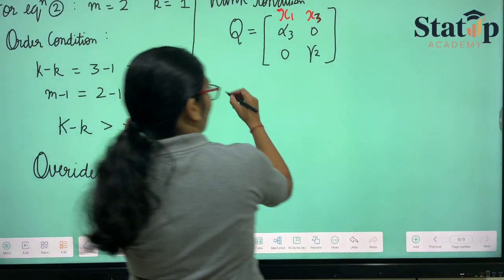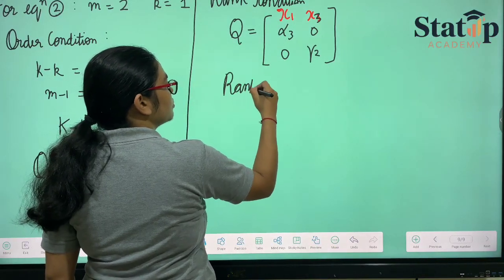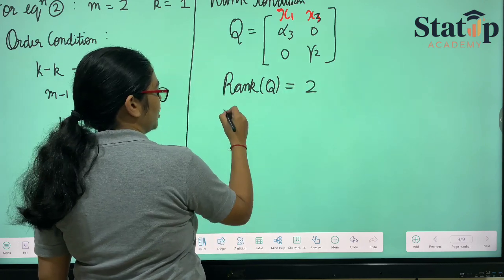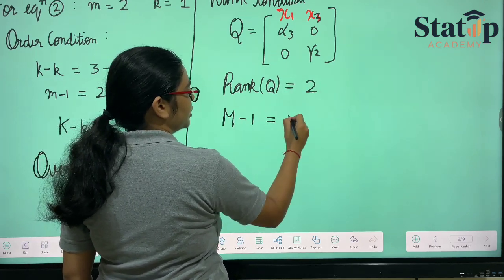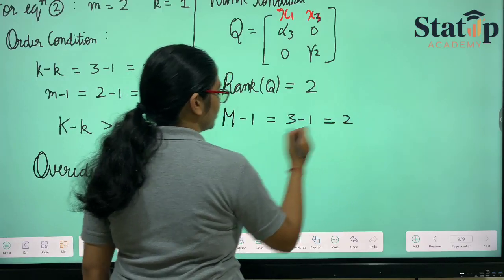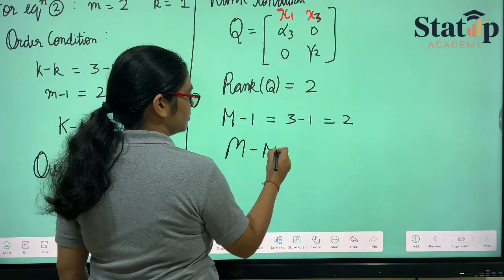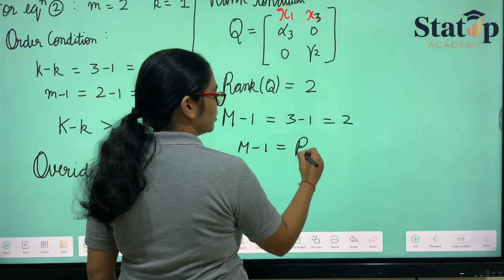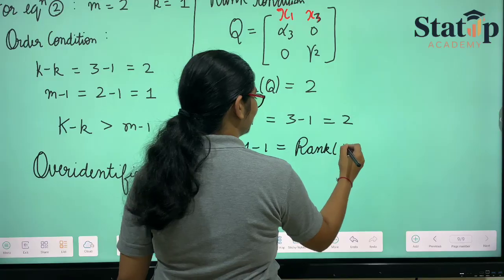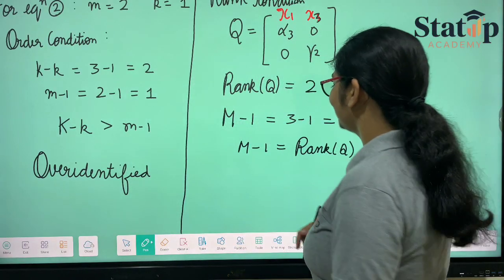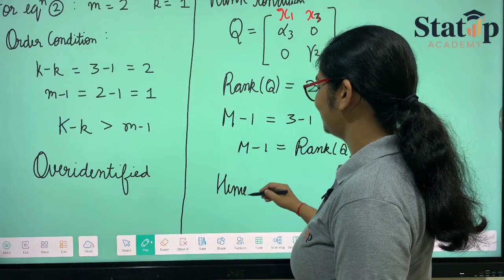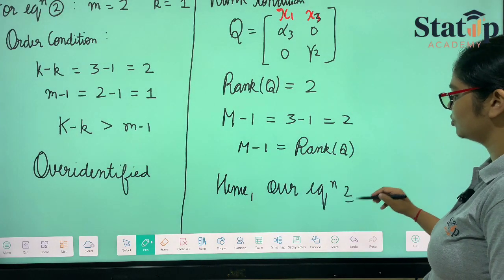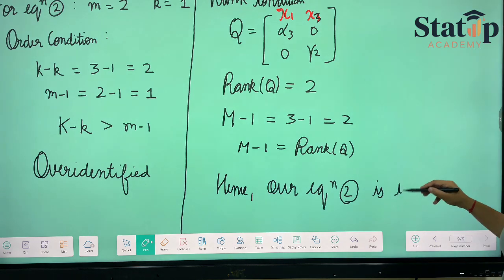These are the coefficients. Now again, because there are two non-zero rows, rank will be equal to 2. And capital M minus 1 will be equal to 3 minus 1, which equals 2. So M minus 1 is equal to rank of Q. Hence, we can say that our equation 2 is identifiable.